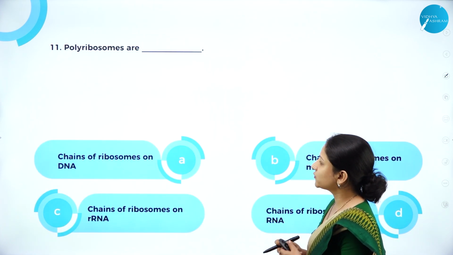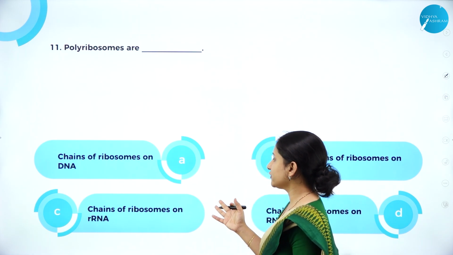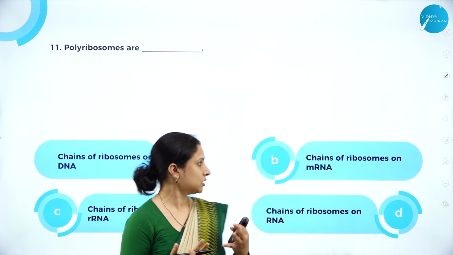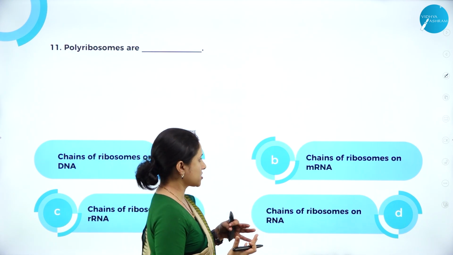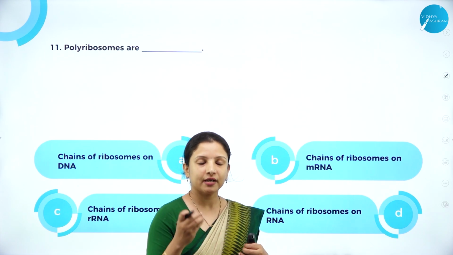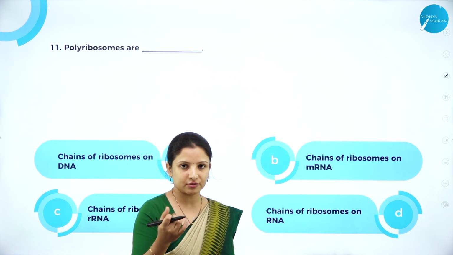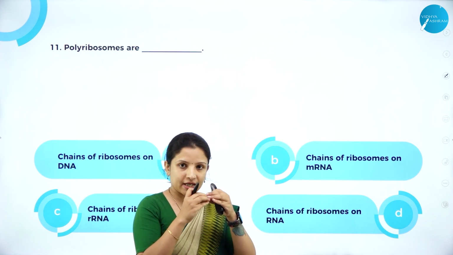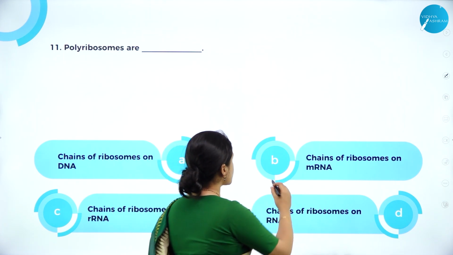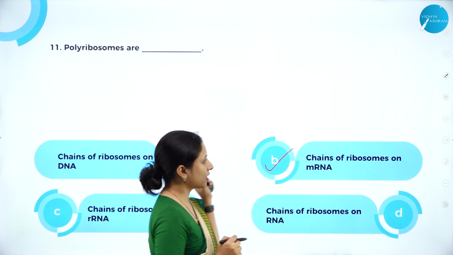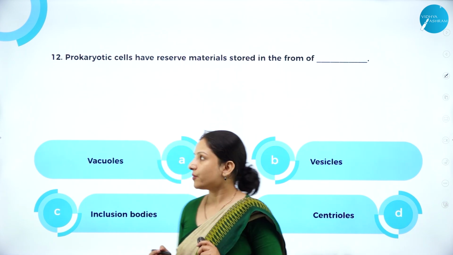Next question: polyribosomes are chains of ribosomes on DNA, on mRNA, on rRNA, or on RNA. Of course, they are chains of ribosomes on RNA, but we have to mention what type of RNA. Polyribosomes occur when ribosomes produce protein. These ribosomes come in the form of chains and attach to the mRNA strand, forming the polyribosome. So option B is the right answer: polyribosomes are chains of ribosomes on messenger RNA.